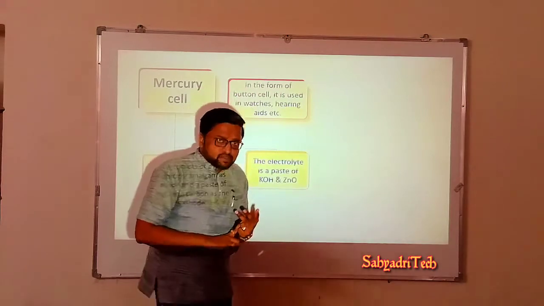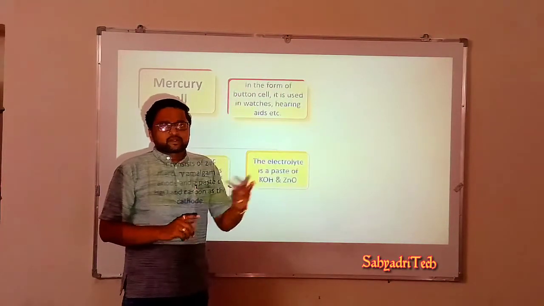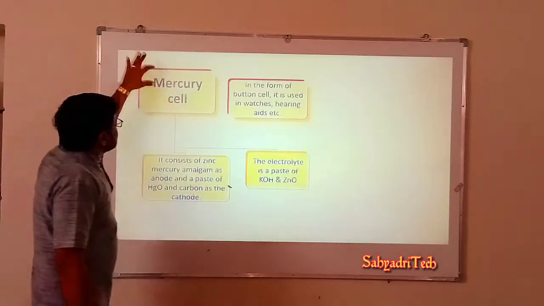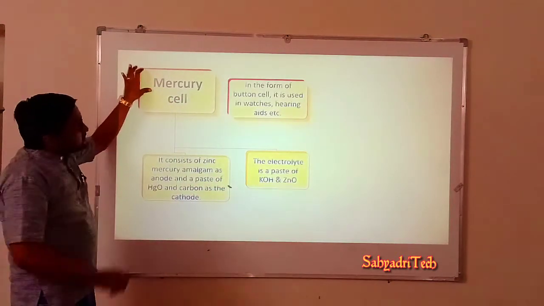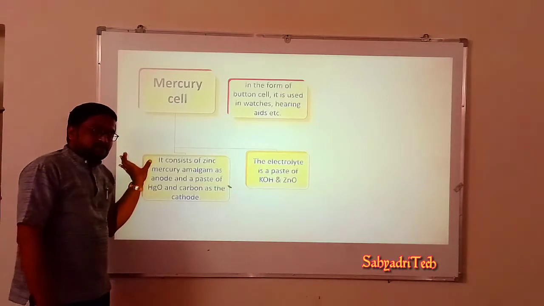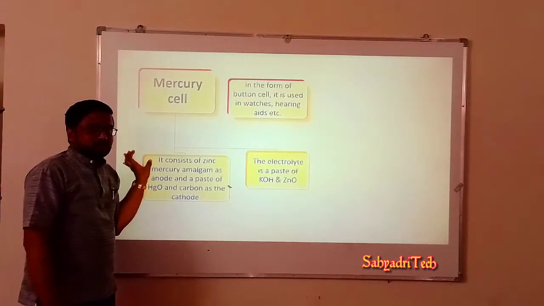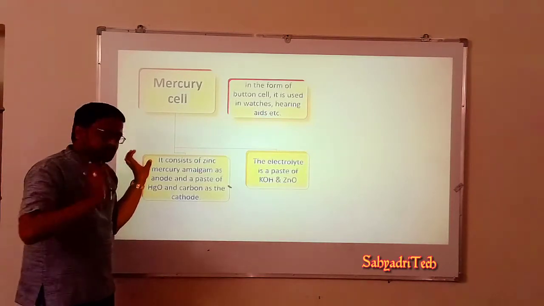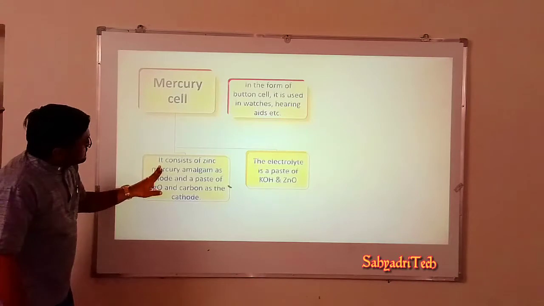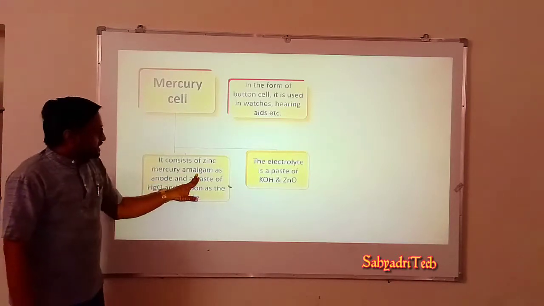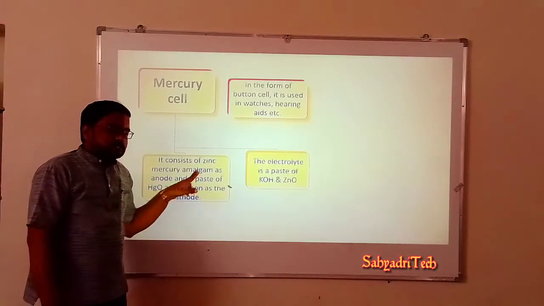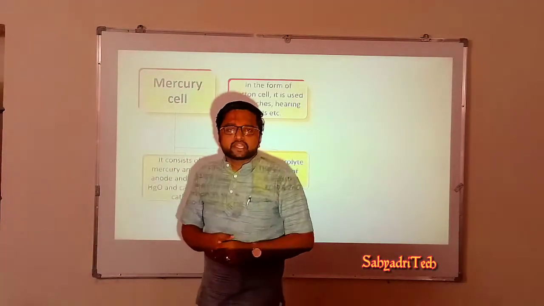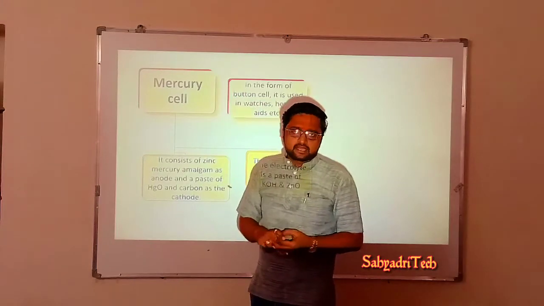The cell reaction cannot be reversed here. So cell reactions are going to attain equilibrium over a period of time. Okay. So the mercury cell also consists of an anode and a cathode, that is two electrodes will be present, and there will be an electrolytic solution. So the mercury cell consists of zinc mercury amalgam. Well, here what is an amalgam? A homogeneous mixture of a metal with mercury is referred to as an amalgam.